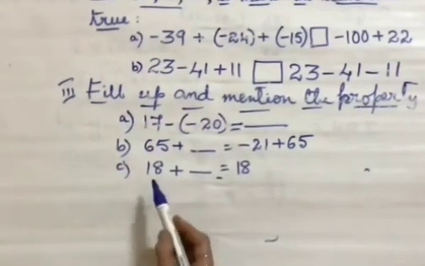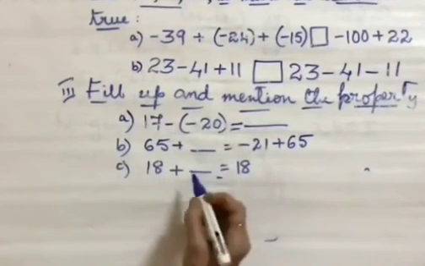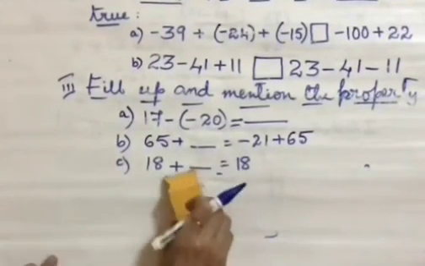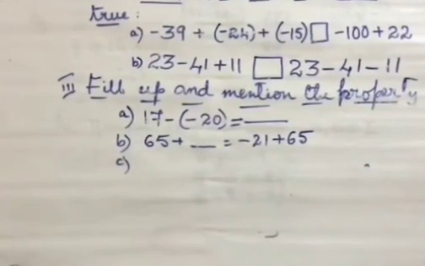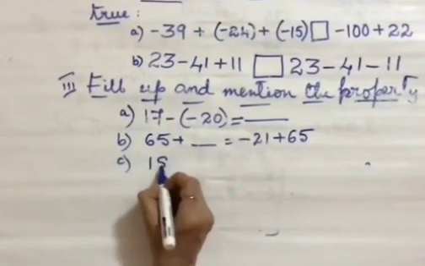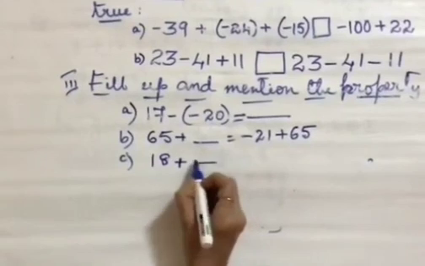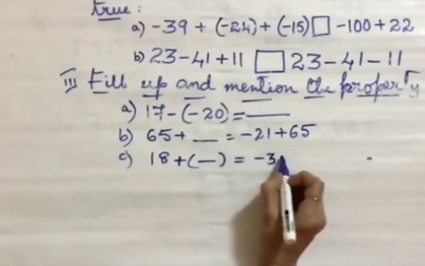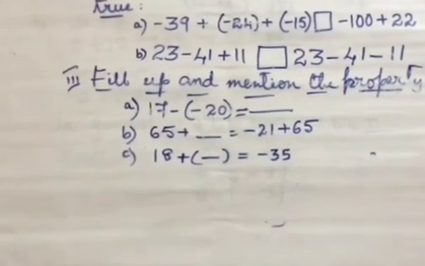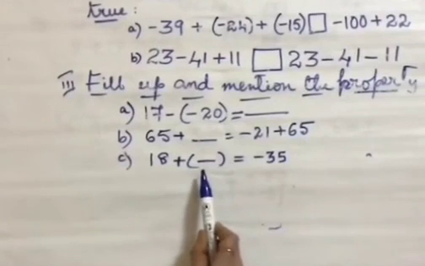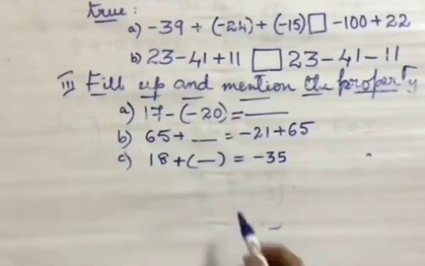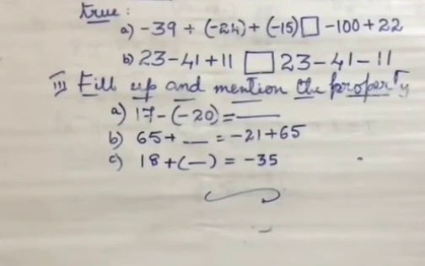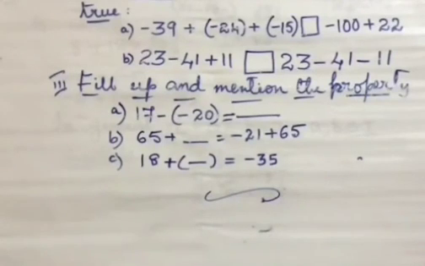Next one, 18 plus dash equals minus 35. What you have to do is again fill up and then write the property. So no confusion. Recall the properties and recall all the rules that you have learned, and it's going to help you in doing this homework.